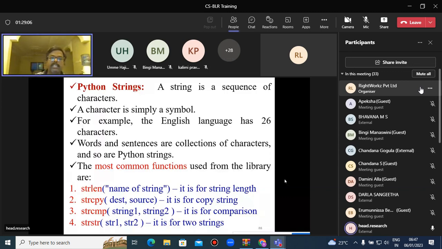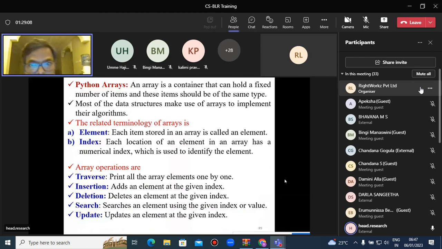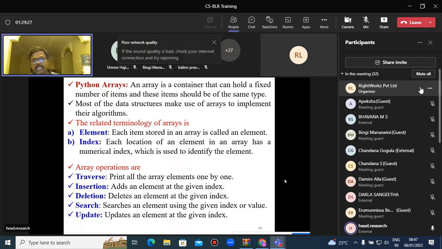Then Python arrays. An array is a fixed number of items, and these items should be of the same type. Most of the data structures make use of arrays to implement their algorithms. The related terminology of an array is element and index.